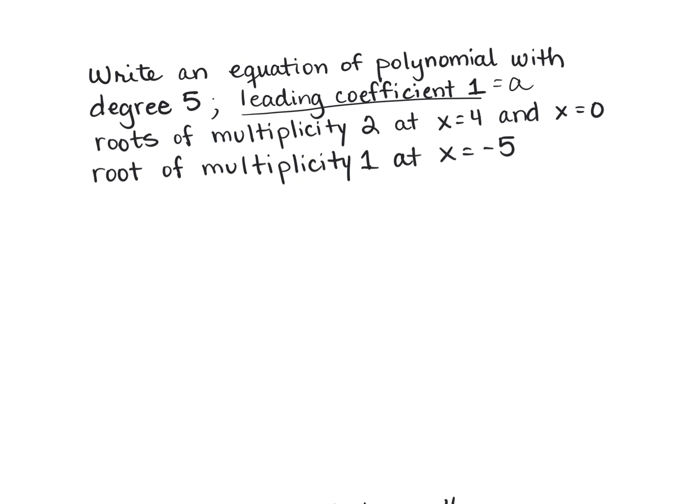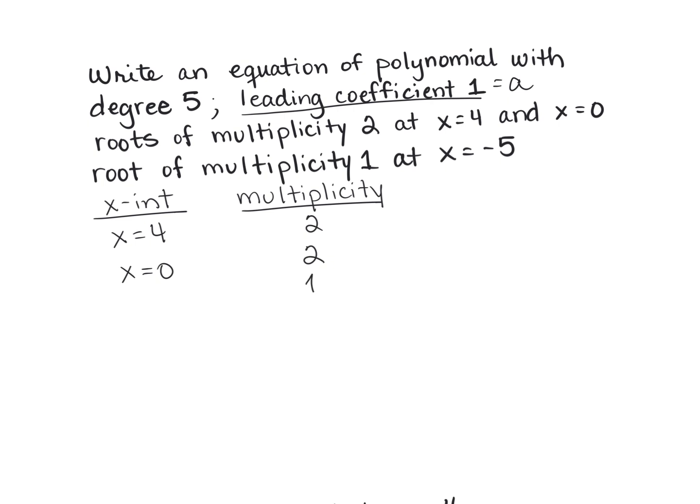All right, so next thing we have are roots or intercepts. So I have roots of multiplicity 2, so I'm going to do 2 columns, multiplicity and x-intercept, or root, whichever way you want to label it. So I have multiplicity 2 at x equals 4. I have multiplicity 2 at x equals 0. And I have multiplicity 1 at x equals negative 5. So when I'm looking at my factors, I have to put those 2 columns together.